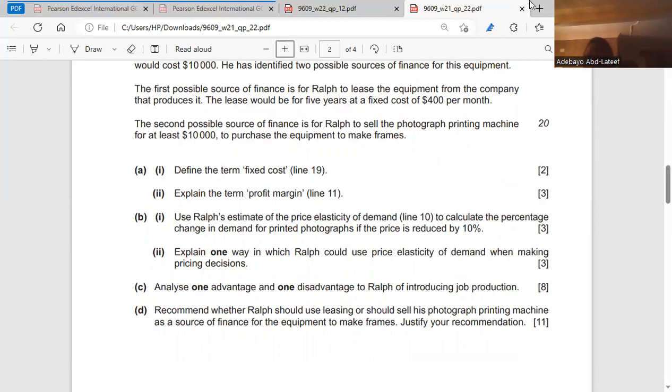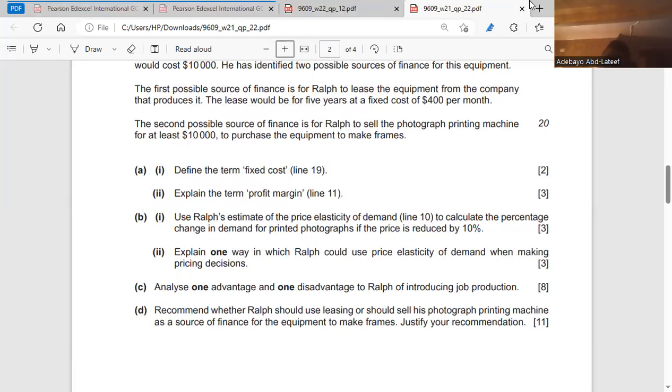So here we have our PED already to be -4. So -4 equals percentage change in the quantity demanded, which we don't know and need to find, divided by the percentage change in price. The price reduces by 10%, so the first price is 100%. The second price will be 100 minus 10 because it is reducing by 10%. So we have P1 to be 100, P2 to be 90.